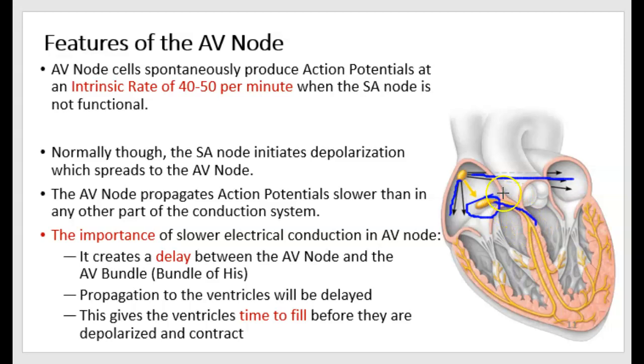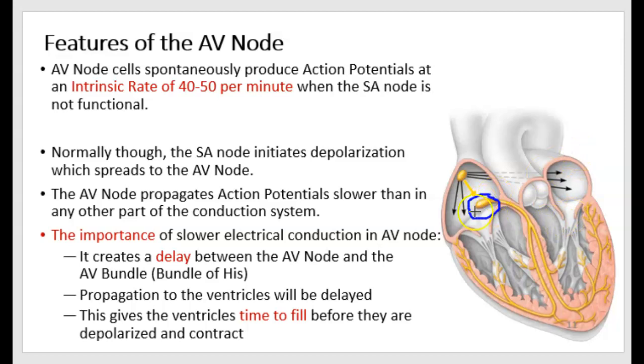and it'll pick up again and go faster once the depolarization reaches the bundle and the bundle branches and the Purkinje fibers. So why does it go slower through? Not so much how, chemically, does it go slower, but what's the advantage, right?